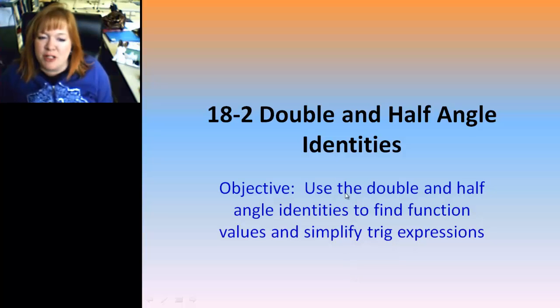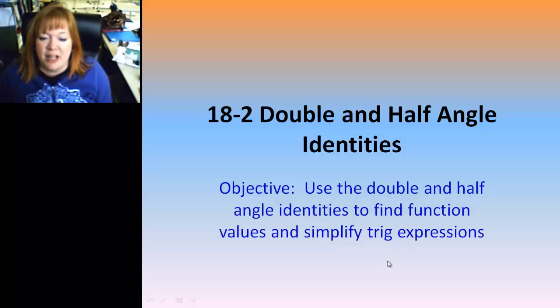So we're going to be talking about double and half angle identities today, and our objective is to be able to use these identities to find function values, the exact values of trig ratios, and to also simplify trig expressions where you plug in and substitute and get things to shake down and simplify.